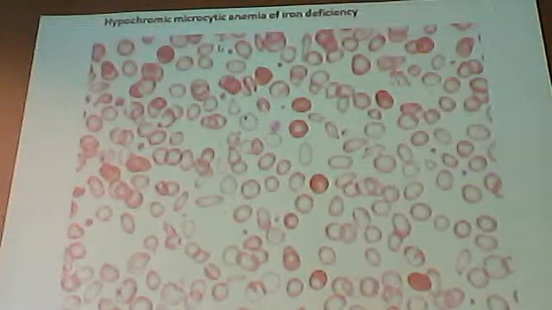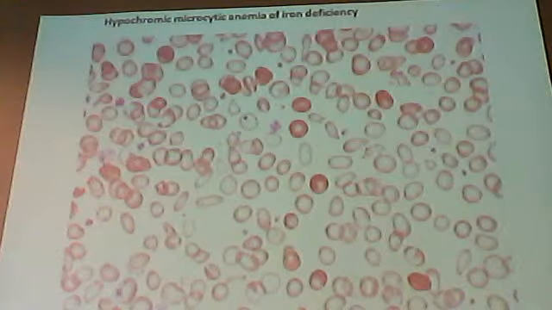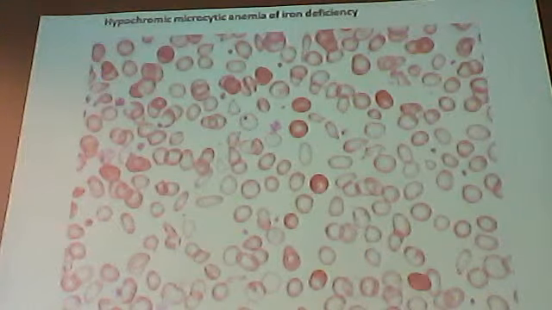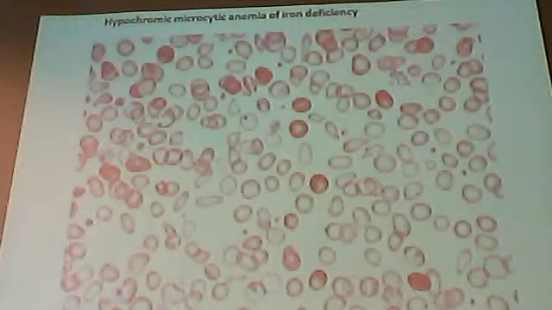Hypochromic microcytic anemia of iron deficiency. So small, pale red blood cells because you're iron deficient.